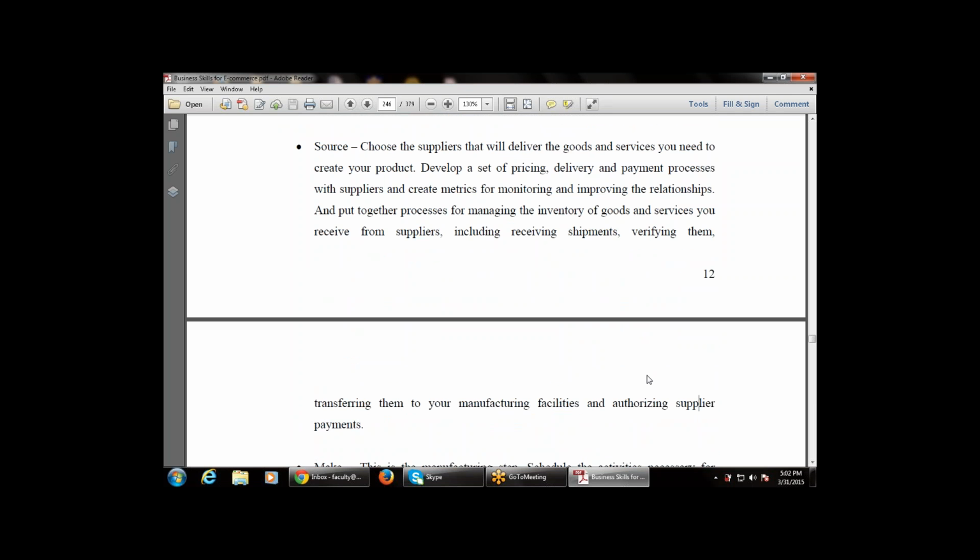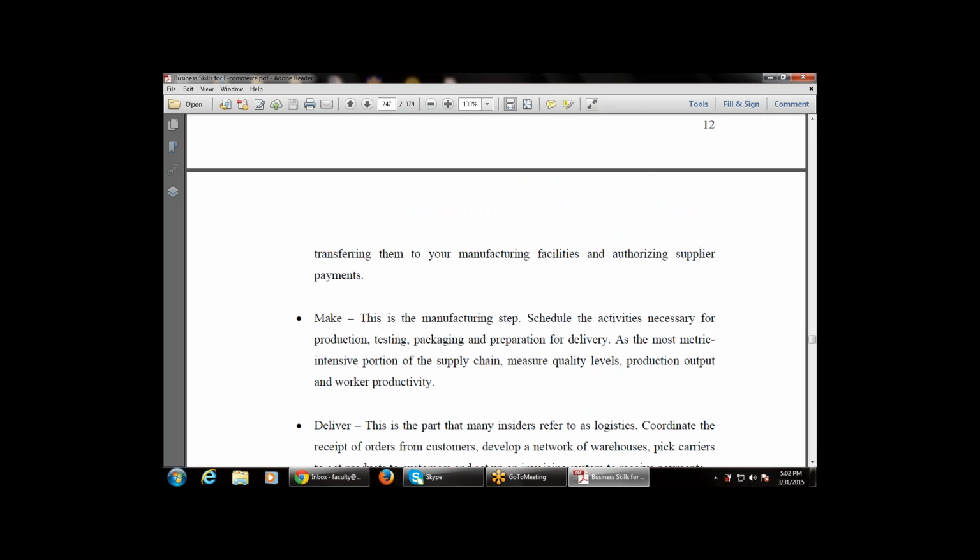So the second one is source, that is, from where the origin comes, or where the beginning is, that is the supplier. So in the second step, choose the supplier for various operations, for creating a relationship, for managing the relationship, and it also includes the various payment procedures, shipment, verifying them, transferring them to the manufacturing facilities, and authorizing the suppliers' payments. Then plan is done, source is also done.